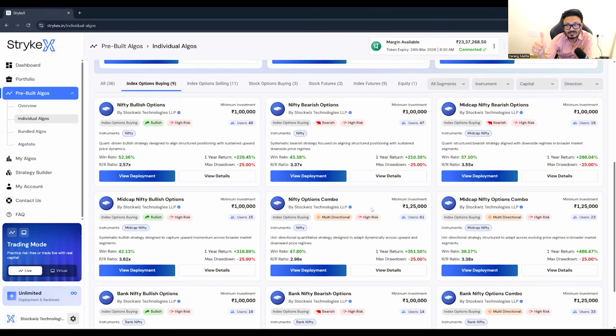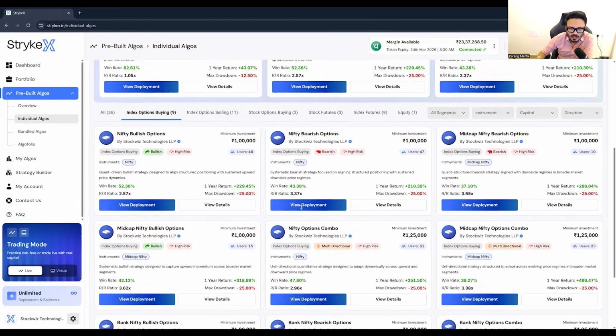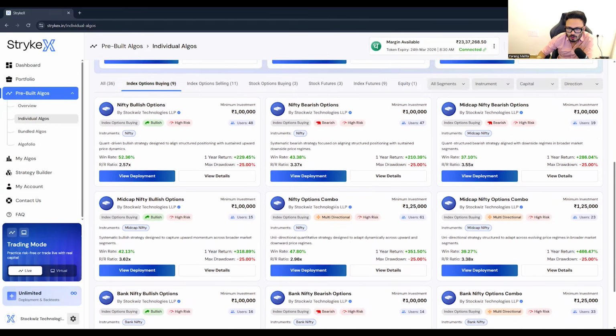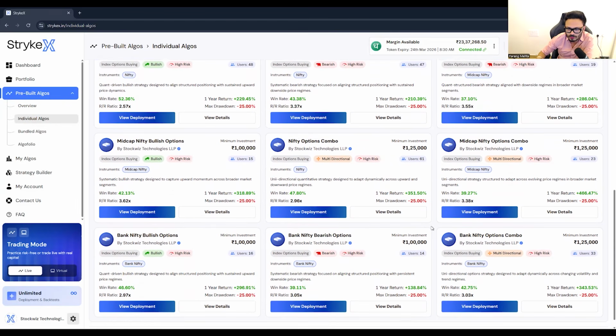Why? Nifty is most liquid. Number two, Nifty is the top 50 companies. Nifty is not extremely volatile also. So the difference between Bank Nifty and Nifty. So what I'll do is I'll basically go to combos. So you can see Nifty options combo, you can see Bank Nifty options combo, you can see mid cap Nifty options combo. Now Nifty options combo, you will always see that Nifty is like more of a stable instrument, right?